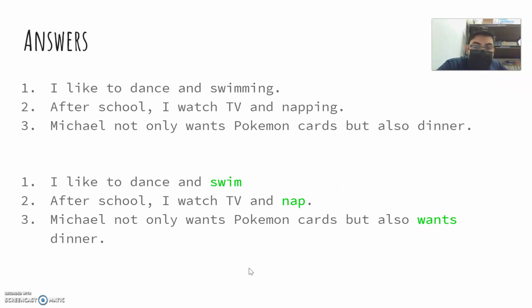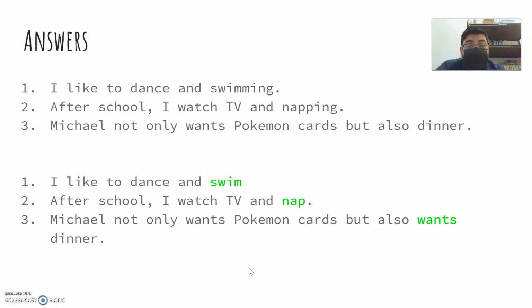All right. So "I like to dance and swim" is the correct way to write number one. Swimming is an "-ing" verb, and dance is not. If it said "I like to go dancing and swimming," it would make sense. But "I like to dance and swim" is how you solve that one. After school, I watch TV and nap. Again, "-ing" doesn't agree with watch. If it was "I'm watching TV and then napping," that makes sense because the "-ings" are the same. So you've got to make sure the verbs are the same and they agree with the whole sentence structure.